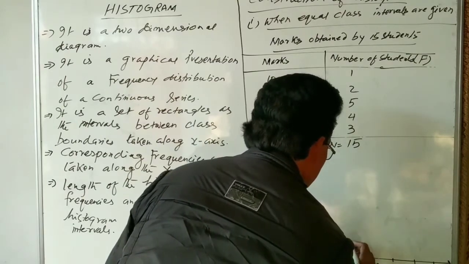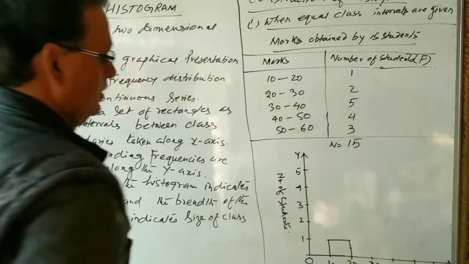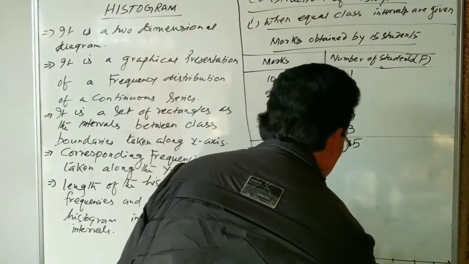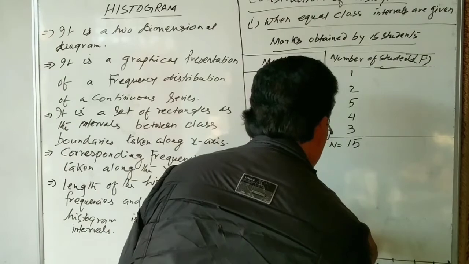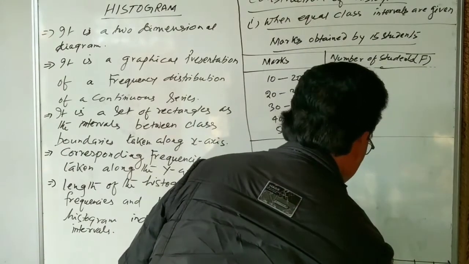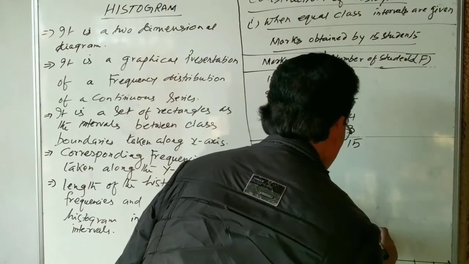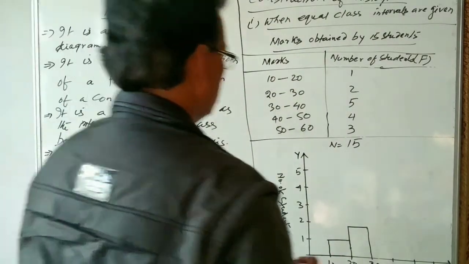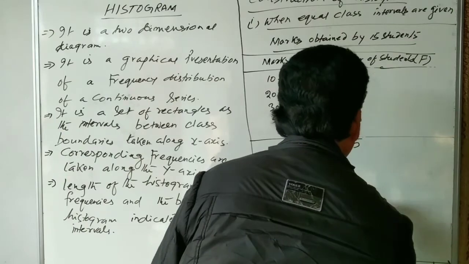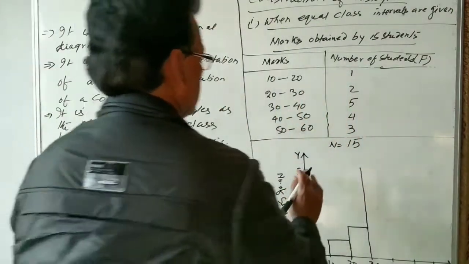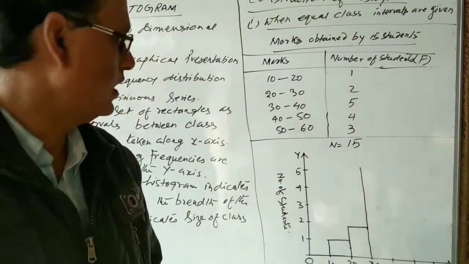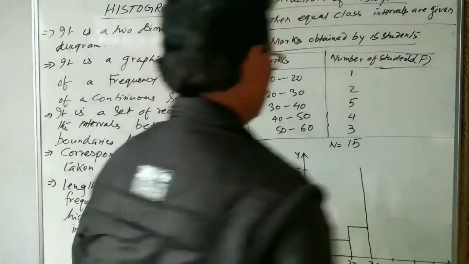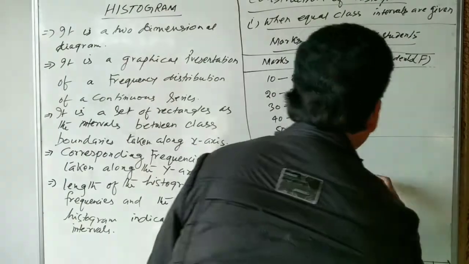So here we can join this. Then 2 students, they have got the marks between 20 to 30, only 2 students corresponding to this, and 5 students are there who have got 30 to 40. We have to go up to 5. This is up to 5. So we can go up to 5.